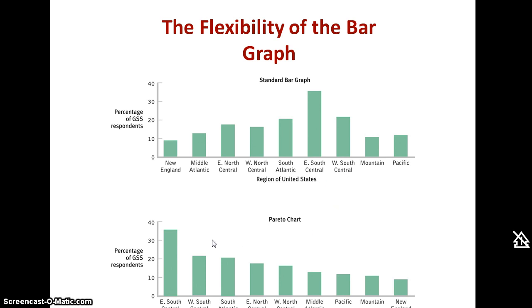It's hard to tell. So if we put things in order from greatest to lowest, it's a lot easier for people to see those relationships. And you can see that the South Atlantic is actually less than the West-South Central. But it wasn't as clear from the top graph.